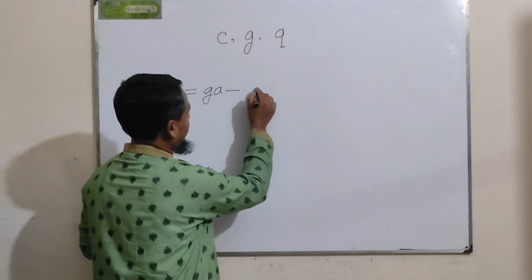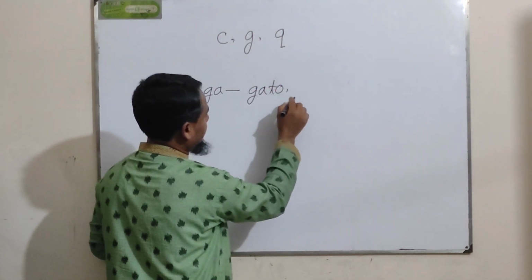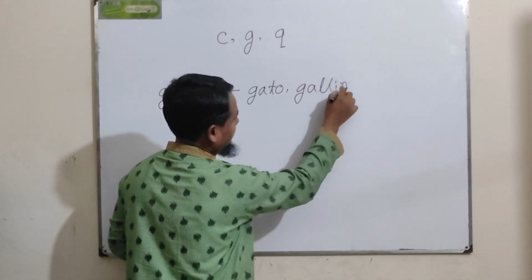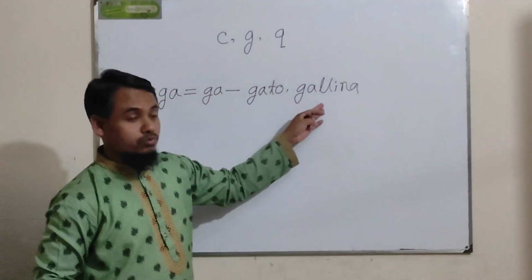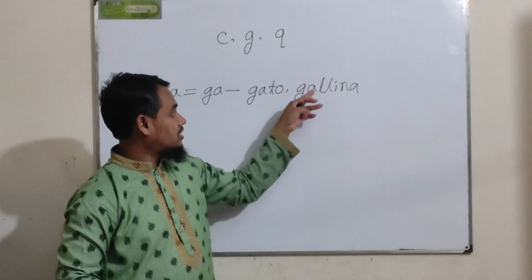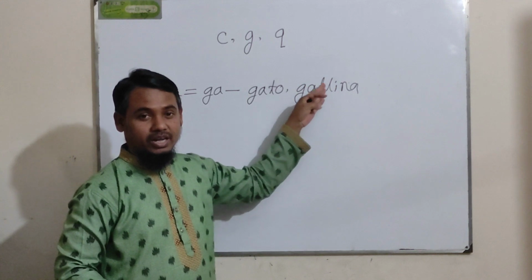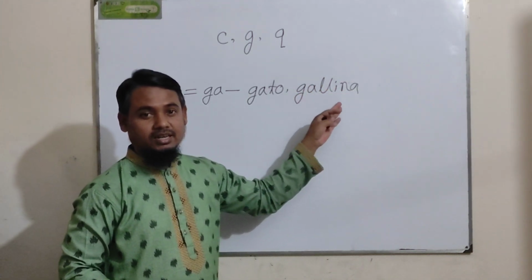For example, gato or gallina. Look at the word. It is gallina, not gallina with L sound, because this double L in Spanish is ello. That's why it is gallina.